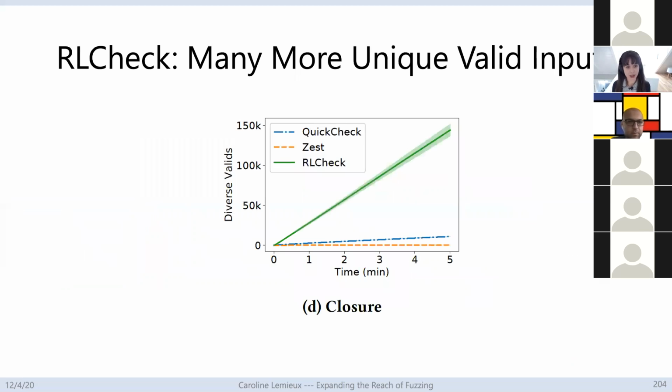And here's a graph showing how it works. On the y-axis, you have the number of unique valid inputs that are being generated by each technique. And what we saw is that RL check was able to generate orders of magnitudes more unique valid inputs on, say, this Google closure benchmark than either QuickCheck, just like regular generator-based fuzzing, or Zest, which is the more sophisticated method I talked to you about earlier.